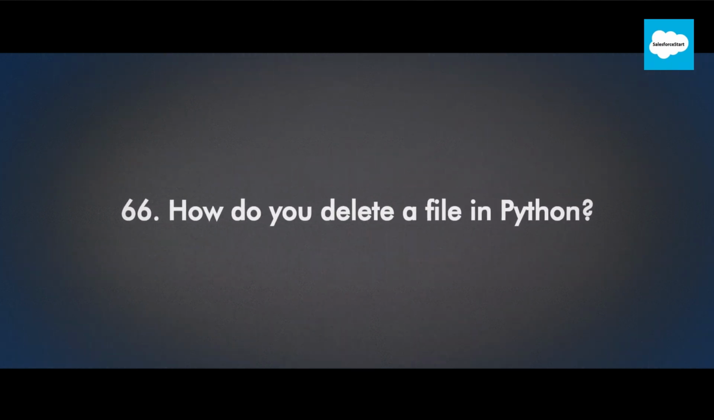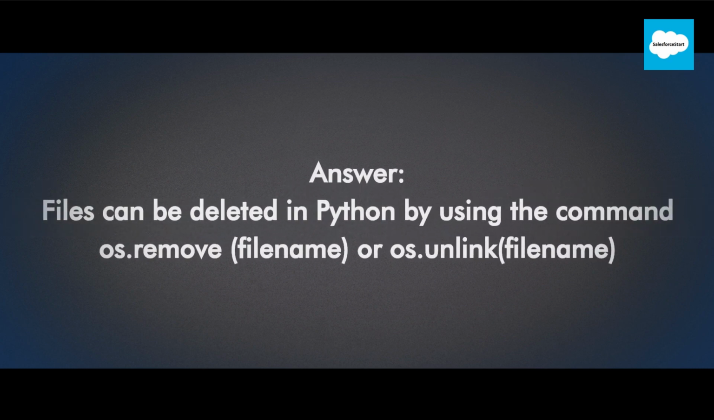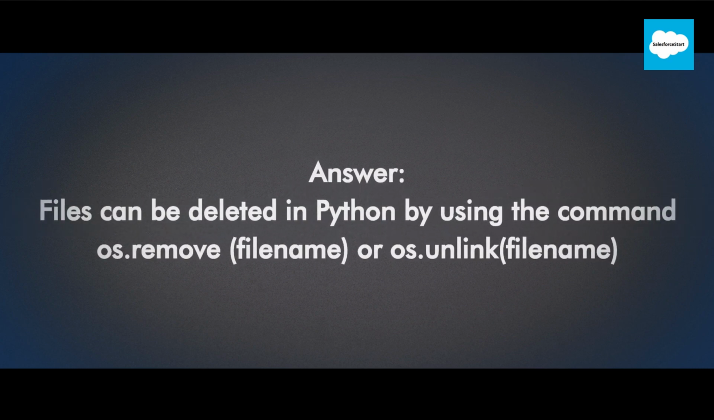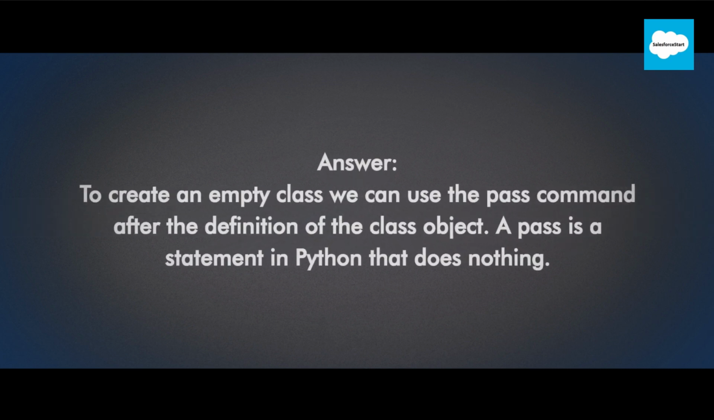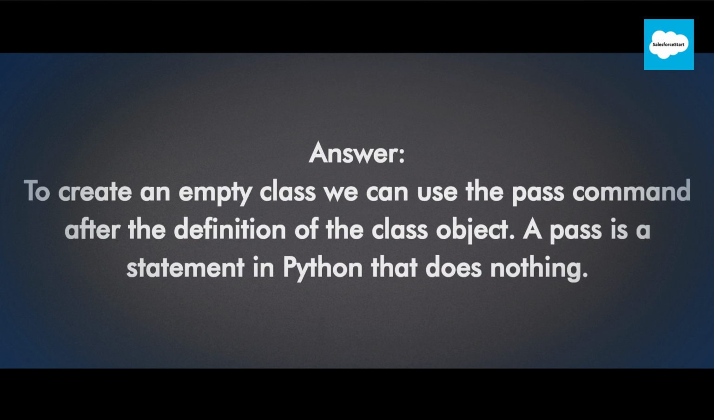66. How do you delete a file in Python? Answer. Files can be deleted in Python by using the command os.remove(filename) or os.unlink(filename). 67. How do you create an empty class in Python? Answer. To create an empty class, we can use the pass command after the definition of the class object. A pass is a statement in Python that does nothing.